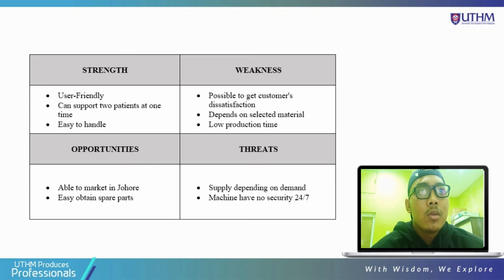Our product opportunities are that it is able to be marketed in the world, and spare parts are easy to obtain. Threats are that supply depends on demand, and the machine has no security 24 hours.